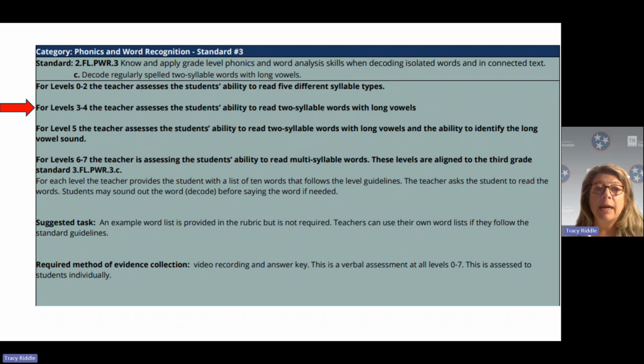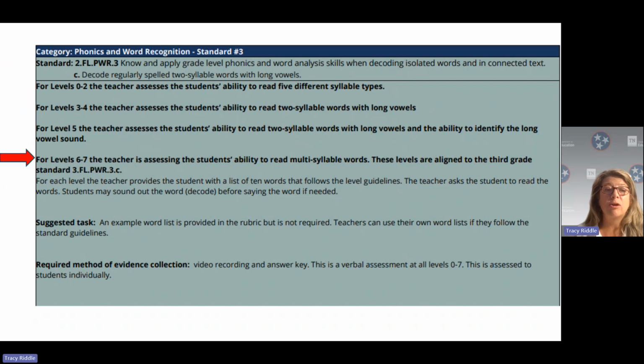At level 3 and 4, again, this is aligned to your standard. The teacher assesses the student's ability to read two-syllable words with long vowels. Once students are able to do this, then you can move to level 5. At level 5, the teacher assesses the student's ability to read two-syllable words that have long vowels and their ability to identify the long vowel sound.